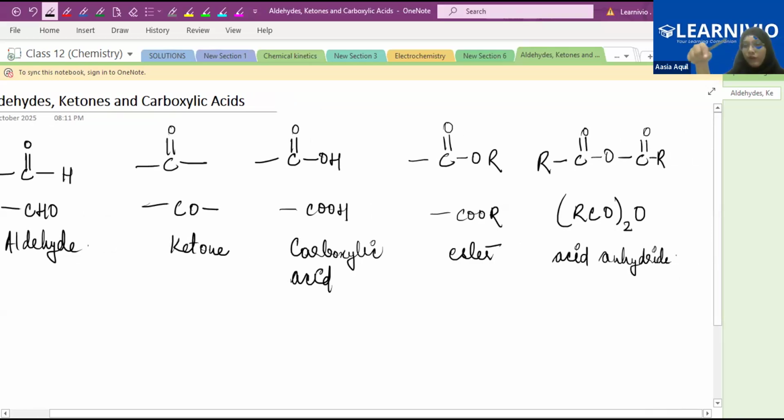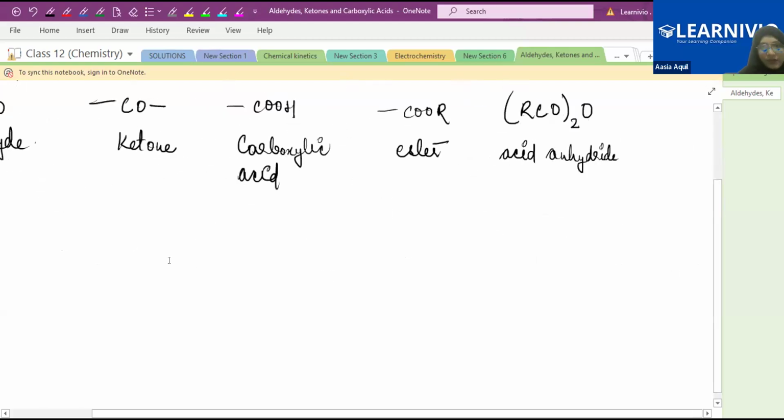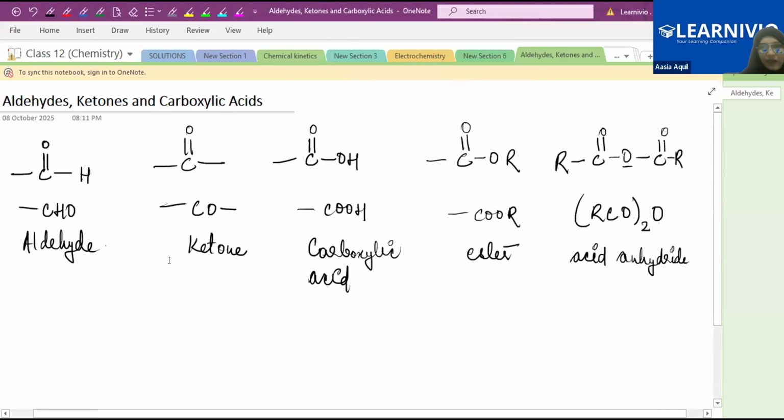Whenever you see this type of representation, RCOOCO, the R repeats, RCO twice, and this oxygen linkage. On the right side as well as on the left side, you will see this carbonyl CO group, and to the CO group an alkyl group should be attached. So this is the acid anhydride. So these are some basic groups, the general representation of your aldehyde, ketones, carboxylic acid, ester, and the acid anhydride. Now let's talk about the nomenclature part.